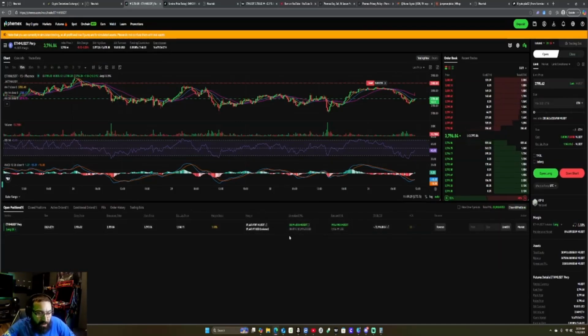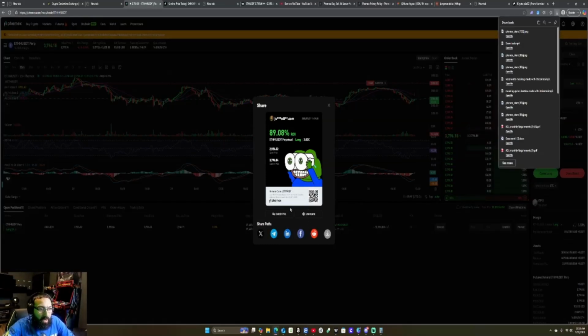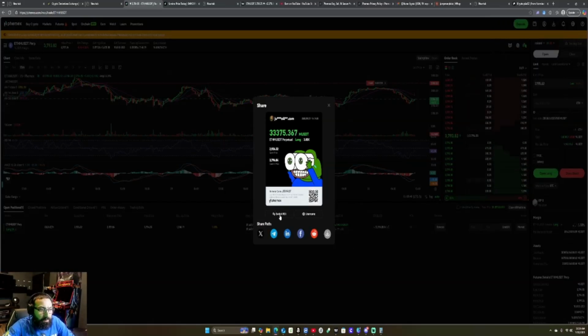I had put this one in a while back during, I think, one of our tutorials, and we just kind of let it run. This is a mock trading feature. This isn't real cash, but this was a $33,000 trade. If this was real cash, the trade would have been up almost 35,000.